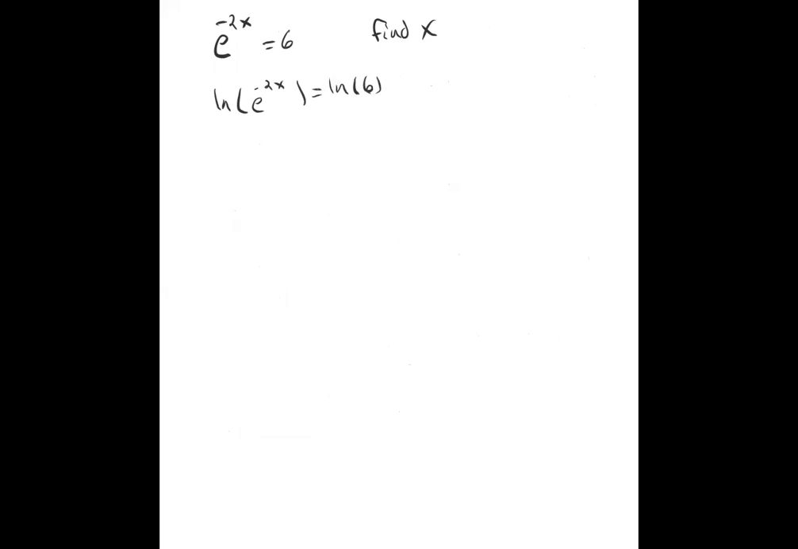There are two ways you can think about this left-hand side. You can think of them as inverse functions, so when they cancel out, it's what was in the argument. Or we can use our properties of logs from algebra and slide the power down in front. Minus 2x ln of e is ln of 6, and ln of e is known to be 1, so that's just minus 2x is ln of 6, and then x is minus ln of 6 over 2.